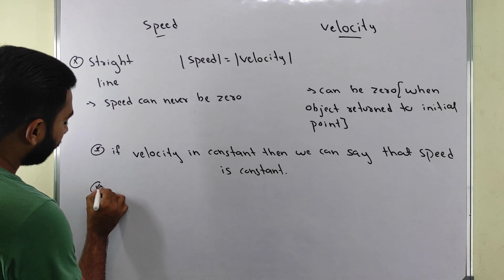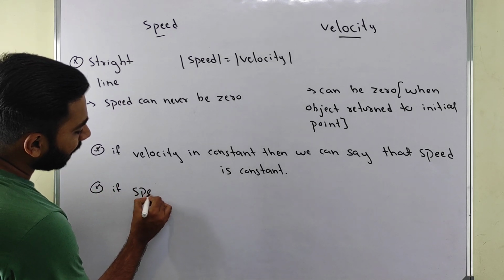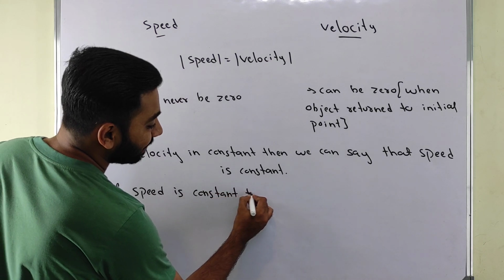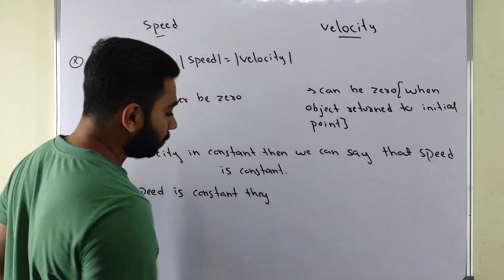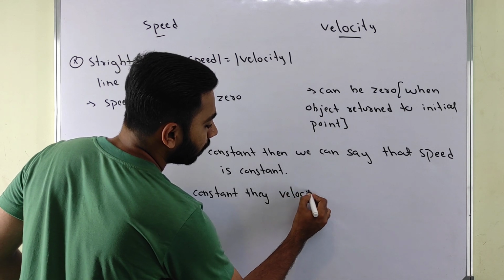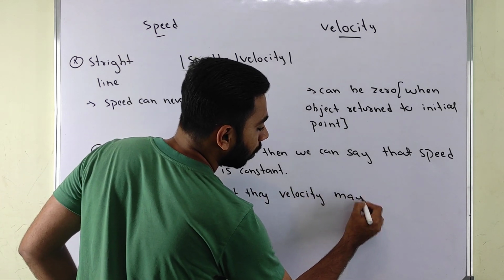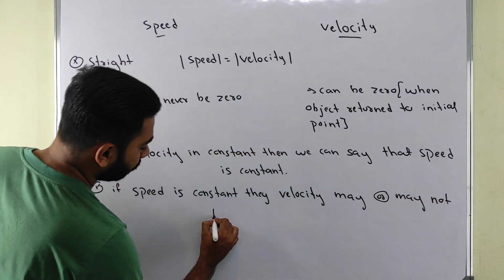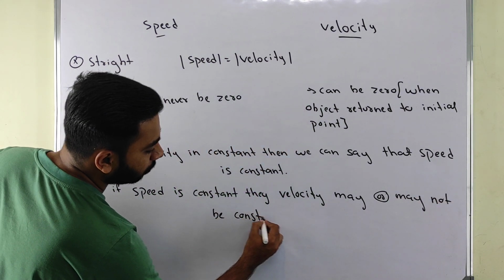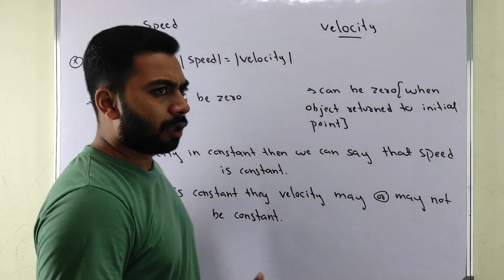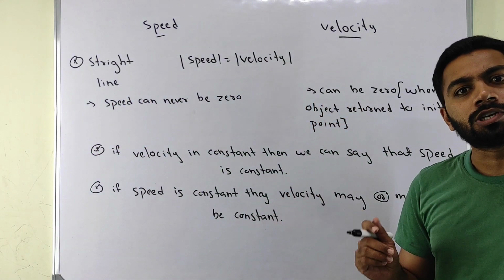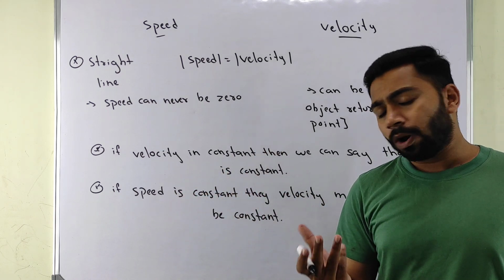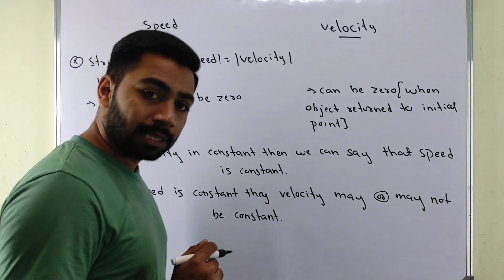But if speed is constant, then velocity may or may not be constant. May not be constant. Sir, what is this? When velocity is constant, speed is constant. But when speed is constant, velocity is not necessarily constant. Why? See, I will tell you the reason.